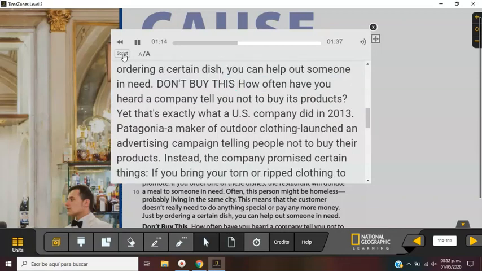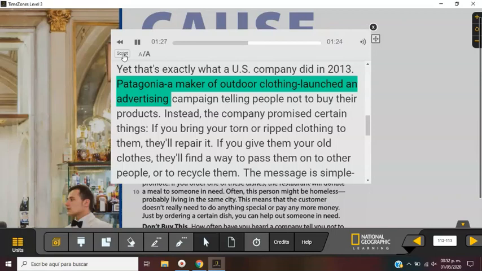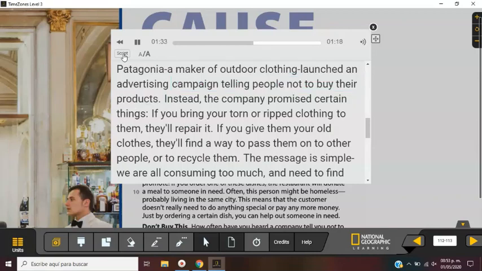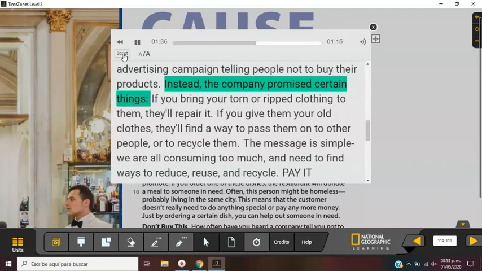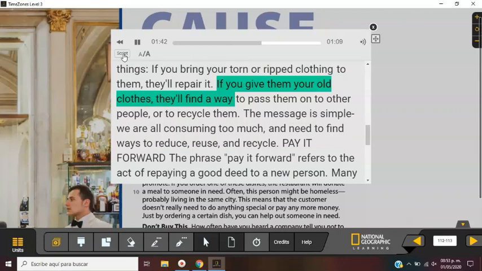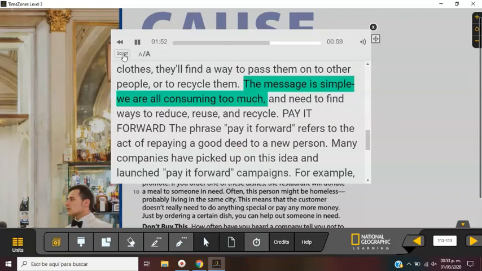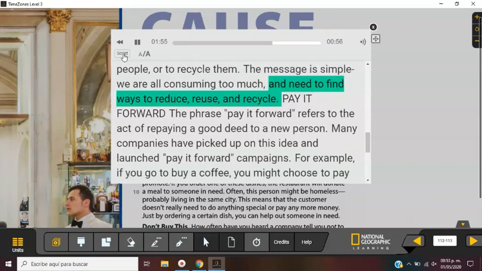Don't buy this. How often have you heard a company tell you not to buy its products? Yet that's exactly what a U.S. company did in 2013. Patagonia, a maker of outdoor clothing, launched an advertising campaign telling people not to buy their products. Instead, the company promised certain things. If you bring your torn or ripped clothing to them, they'll repair it. If you give them your old clothes, they'll find a way to pass them on to other people or to recycle them. The message is simple. We are all consuming too much and need to find ways to reduce, reuse, and recycle.